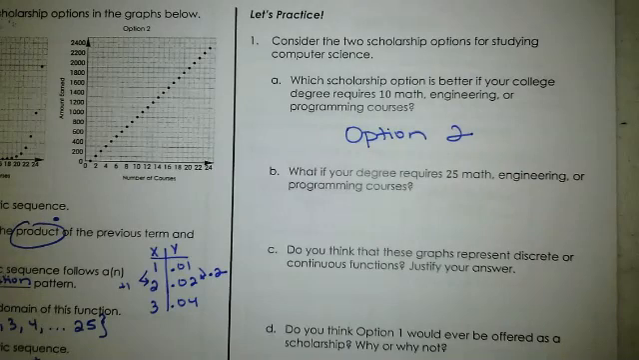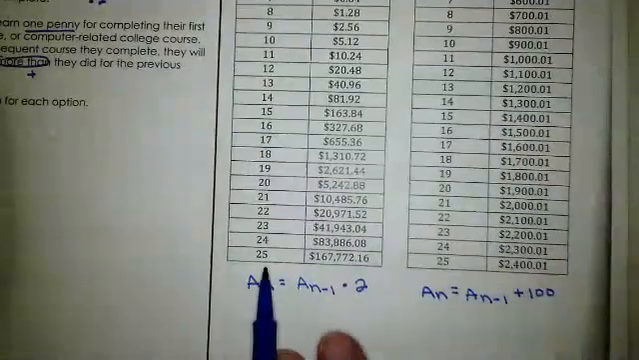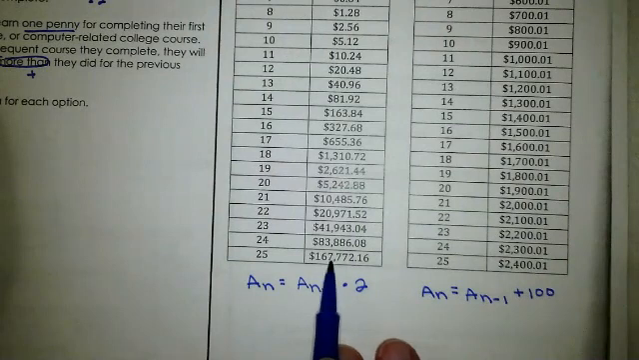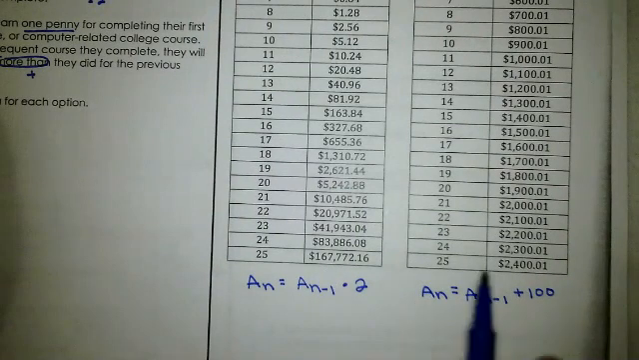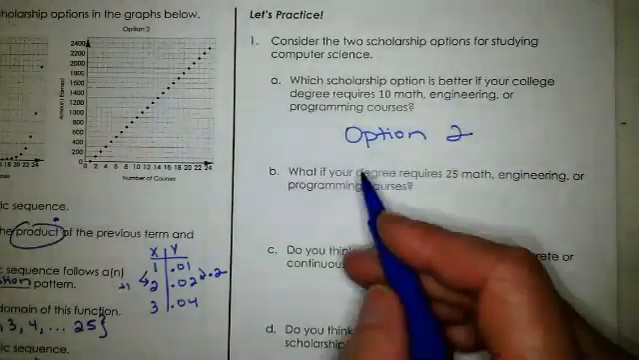If your degree requires 25 math, engineering, or programming classes, which option is better? So we look at our table. 25, you're getting 167,000. Option 2, you're only getting 2,000. So option 1.